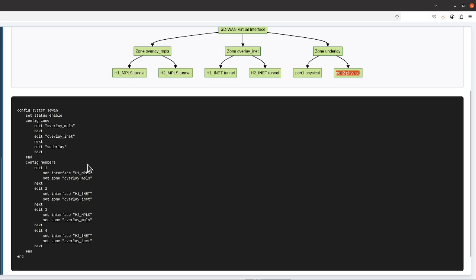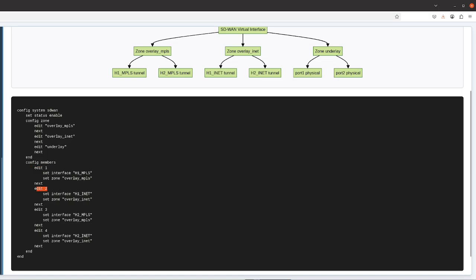The configuration begins with config system SD-WAN to enter SD-WAN mode, followed by set status enable to turn on the SD-WAN feature. The config zone subsection defines each zone by name. Then under config members we assign each interface a sequence number and associate it with the correct zone using the zone parameter. Sequence numbers are just internal identifiers and do not affect path selection priority.